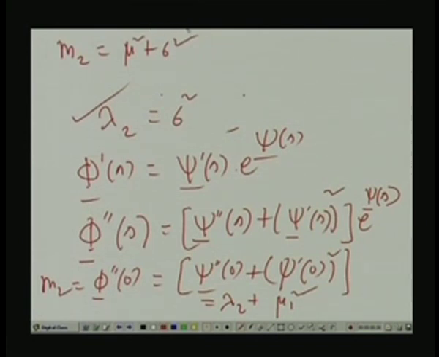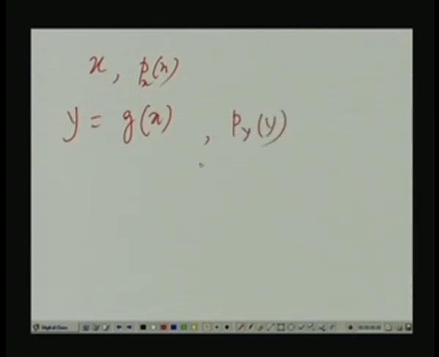Finally, given x and p x and a random variable y which is a function of x, we have seen already that given the probability density of x, say p x x, how to get the probability density of y, p y y, how to get this. But while doing this, you can also make use of the characteristic functions. Okay.